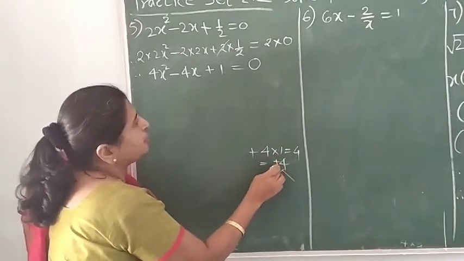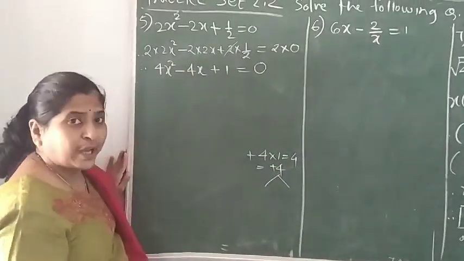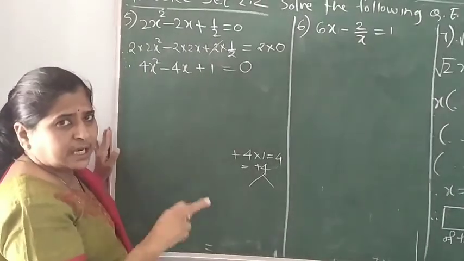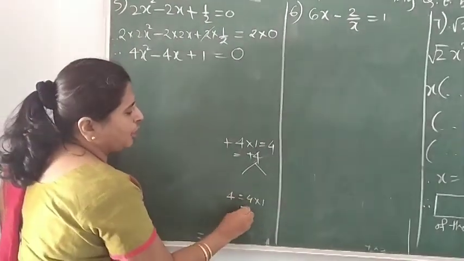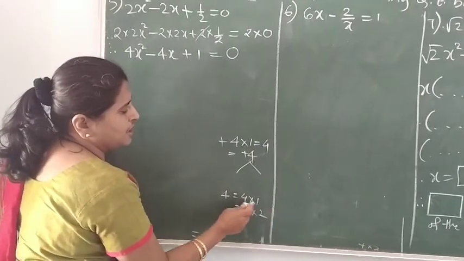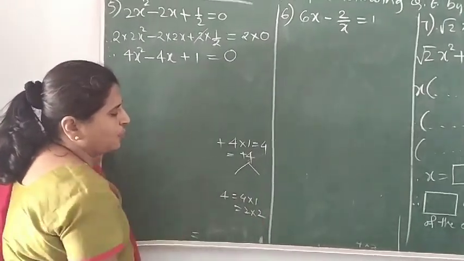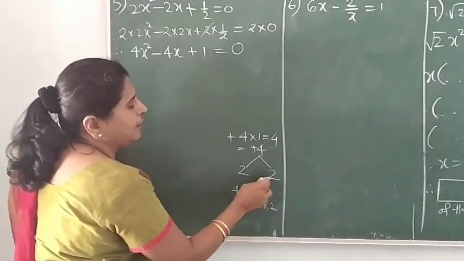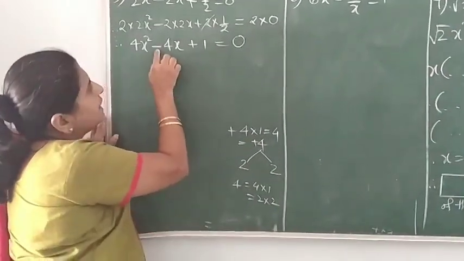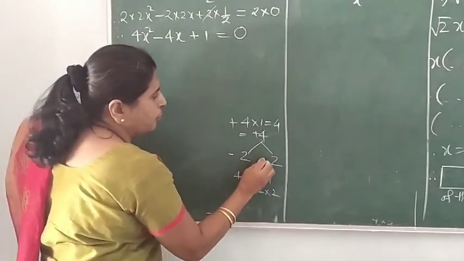such that the addition of the factors should be 4. Factors of 4 such that its addition should be 4. So either 4 can be written as 4 ones are 4, or it can be 2 twos are 4. The addition here is 5 and here the addition is 4. So we have to select the factors 2 twos are 4, where the sum of 2 and 2 is 4. Now what is the sign over here? Minus. Give it to both.